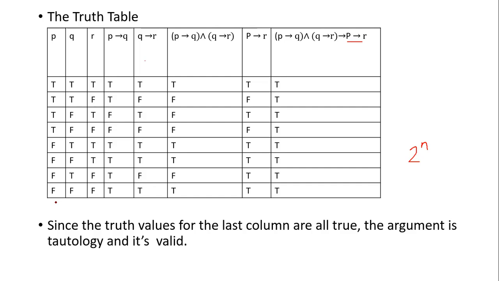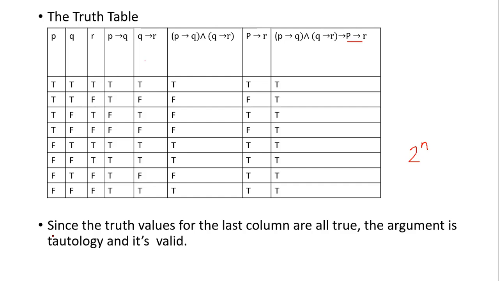In case you have P, Q, R, S, which is 4, now your number of rows will be 2 raised to the power 4, which is 16. So it means we get 16 rows down here. Are you getting me?